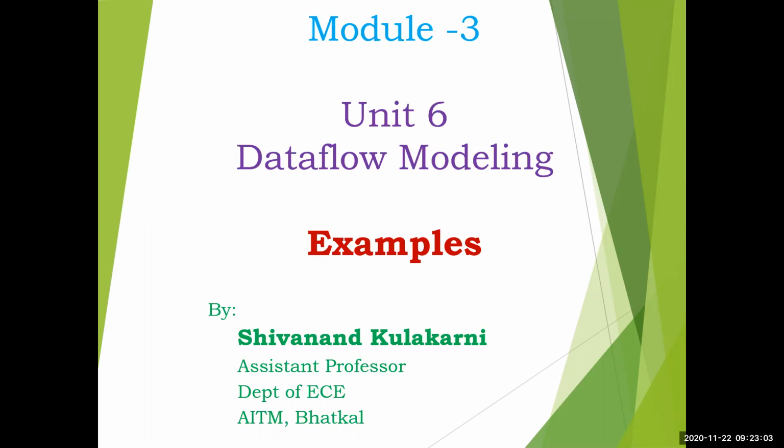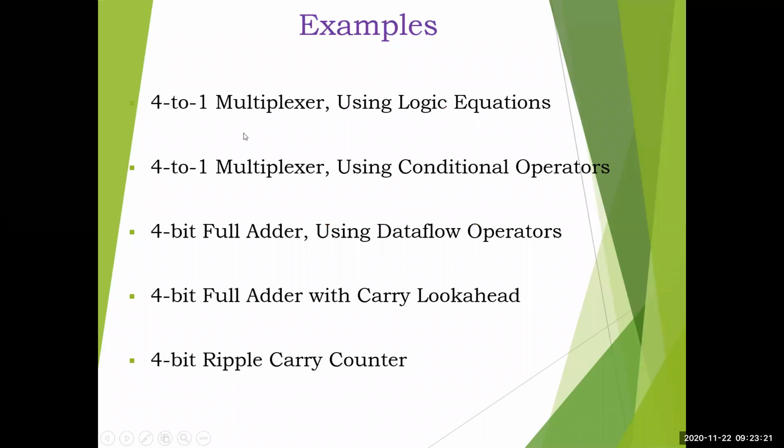So in the previous video, I started off with an example of a 4 to 1 multiplexer using data flow operators, right? So today we'll continue the discussion, discussing more problems and examples. The 4 to 1 multiplexer we have discussed in gate level modeling also. So first, what we are considering is the difference between gate level modeling and data flow modeling. We are trying to do that with the first three examples.